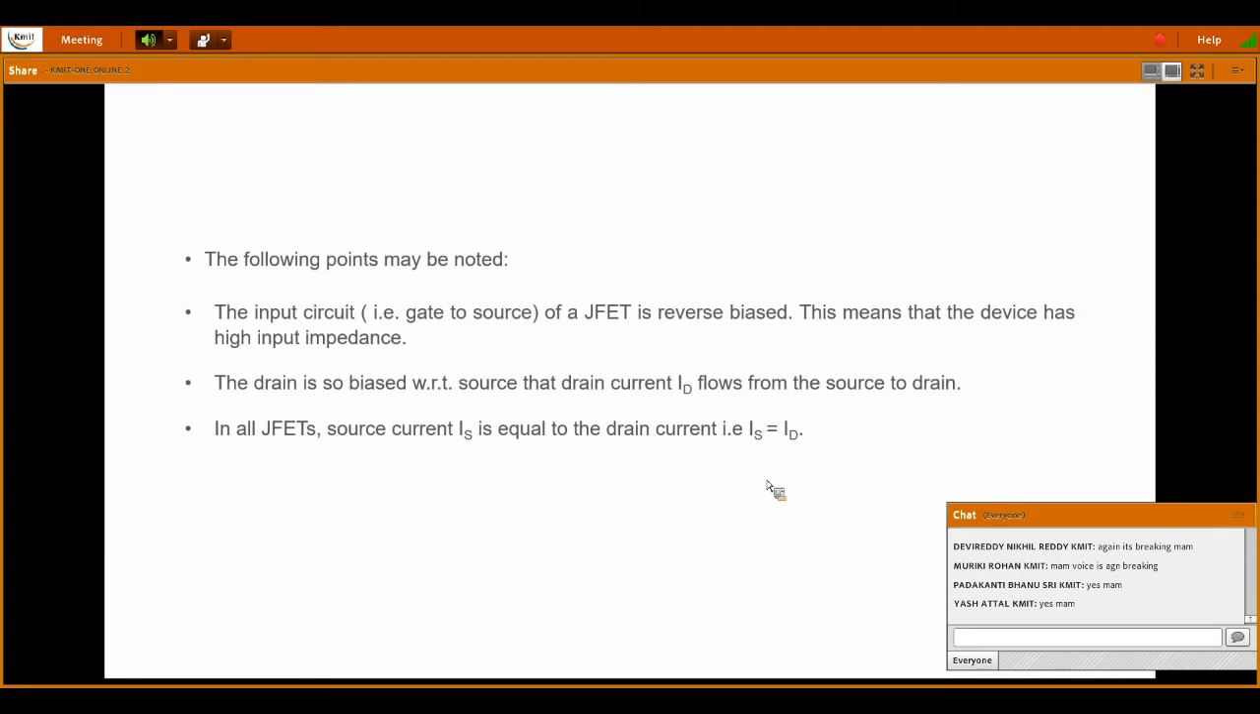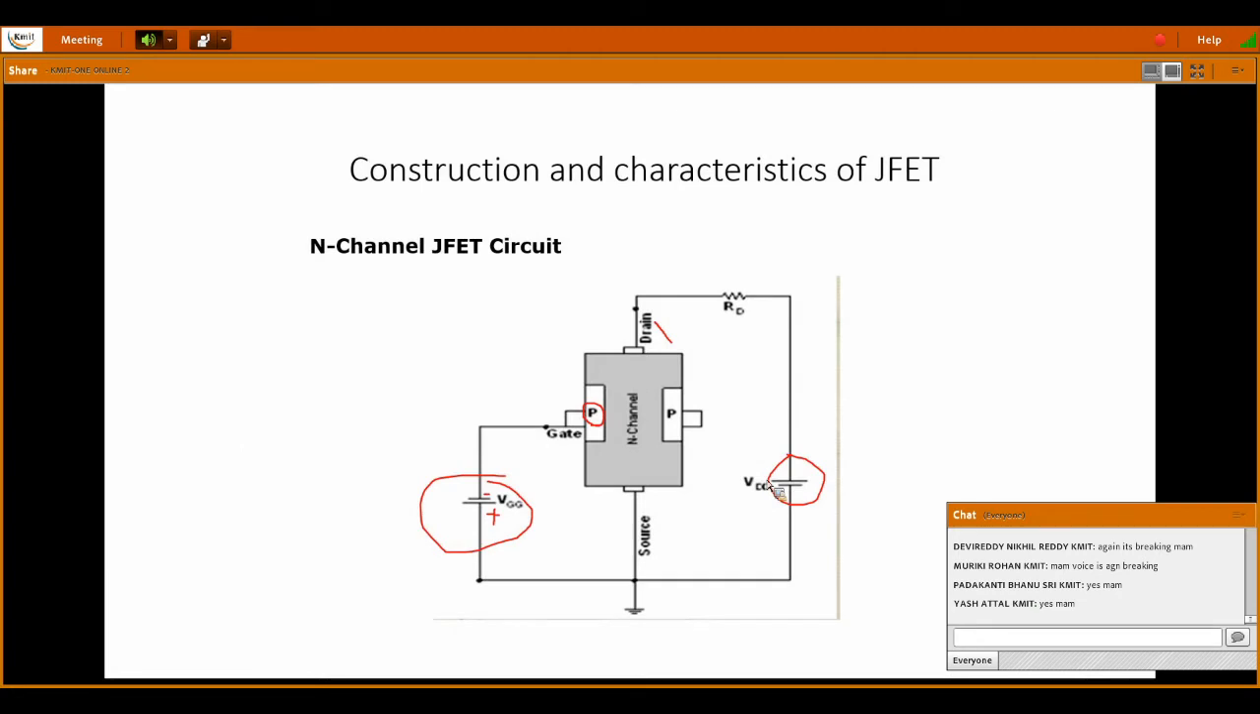And based on the previous diagram, we may understand the following points. See that the input circuit, that is, gate to source of a JFET, is reverse bias. This means that the device has high input impedance. Yes, we know that when a PN junction is reverse bias, a very small amount of current flows, in the order of microamps, which offers a very high input impedance. Okay, so the input junction of this circuit, VGS, that is gate to source supply, is reverse bias, so the input impedance of a JFET is very, very high.